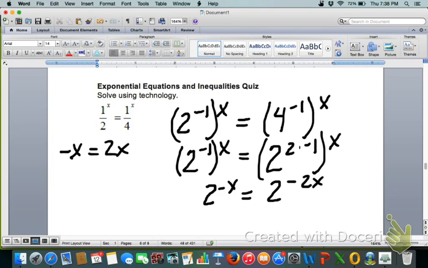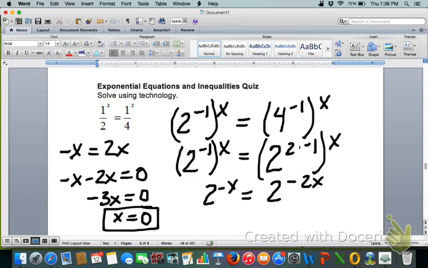But if you wanted to solve it algebraically, you could always subtract 2x on both sides. You have negative x minus 2x equals 0. Negative x minus 2x is negative 3x. You solve for x, dividing by 3 on both sides, x equals 0. So even though they're saying technology, meaning using a graphing calculator, if you graphed it, you will see that the two graphs will intersect at 0. I will try to get that picture up for you, it's just not working at this moment.